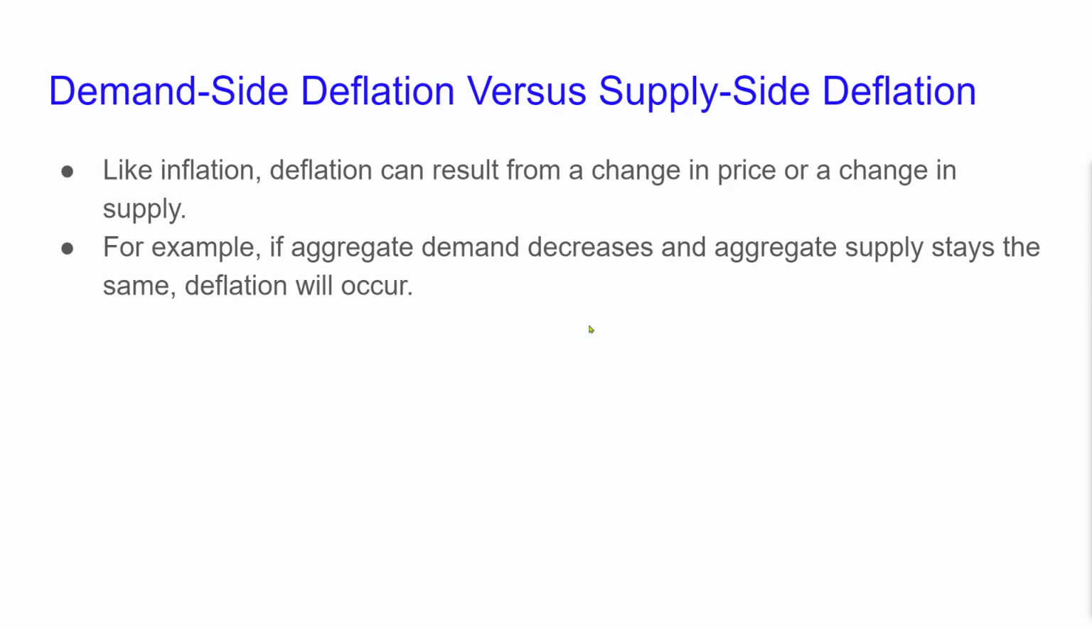Demand side deflation versus supply side deflation. It's like inflation. Deflation can result from changes in price or change in supply. For example, if aggregate demand decreases and aggregate supply stays where it was, or doesn't change, then deflation is going to occur. Now, eventually, though, supply will meet where demand is. Remember, supply and demand will always shift towards the equilibrium. It takes time.